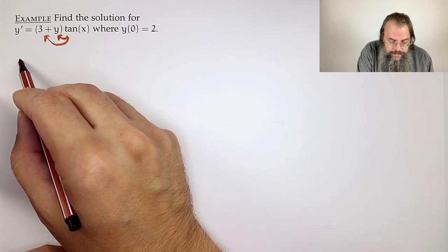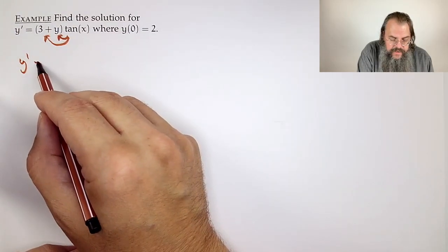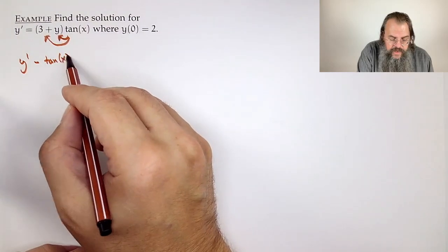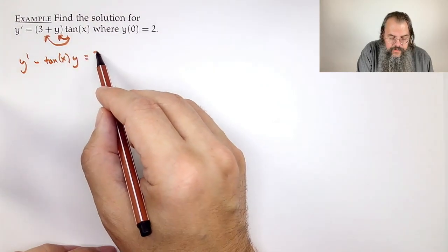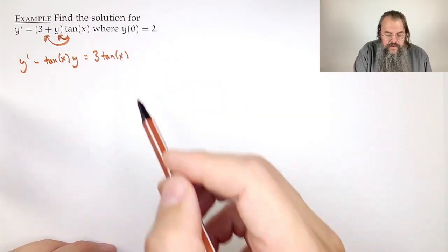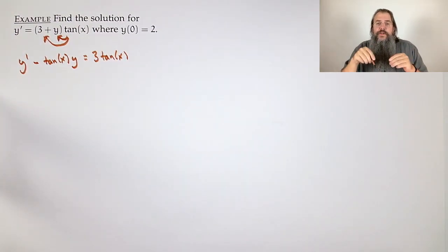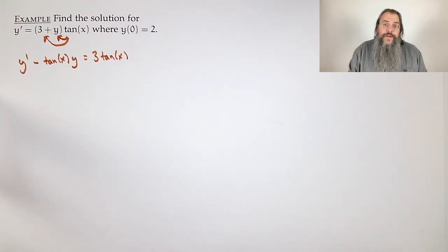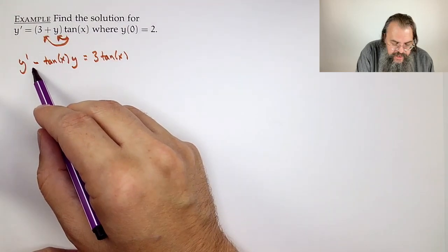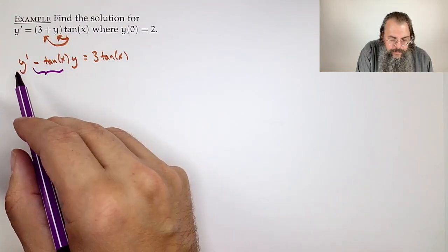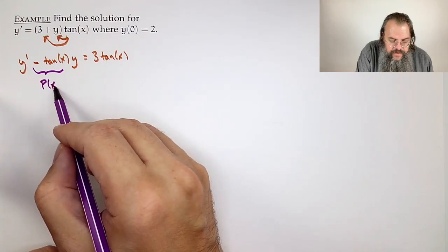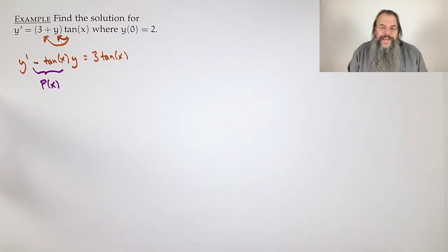Well, we'd have y prime, and then we'd have minus tangent of x times y is equal to 3 tangent of x. So again, we distributed that tangent of x through and then rearranged. Now we're in exactly the kind of form that we need. And look, because we have the 1 in front of the y prime, this piece right here is our p of x, including the minus sign. So keep track of that. We don't want to lose that because that's going to be important when we look for finding our form.